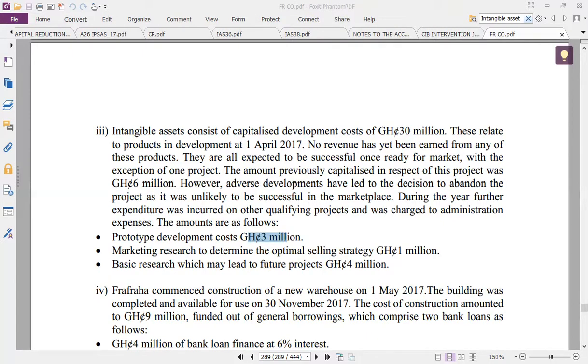Okay, so that is that. Friends online, the basic research, how are you going to treat that? Basic research, that we've explained.